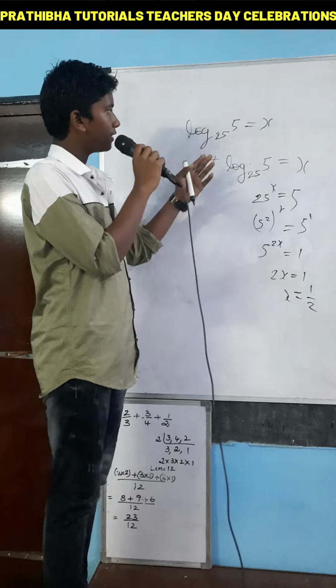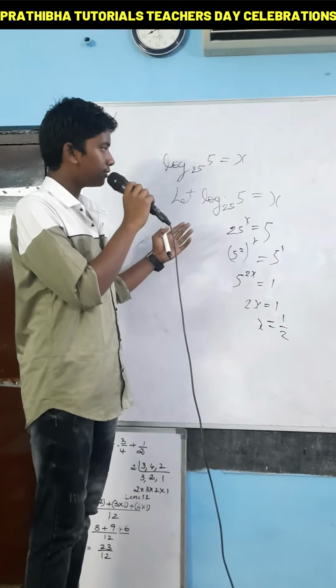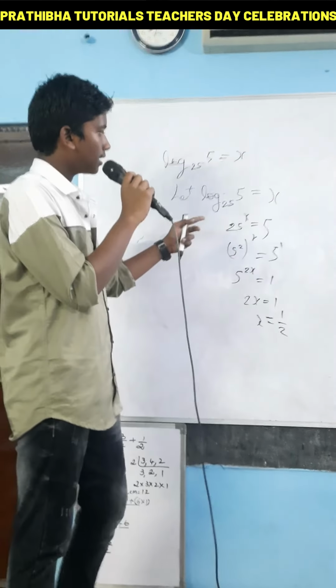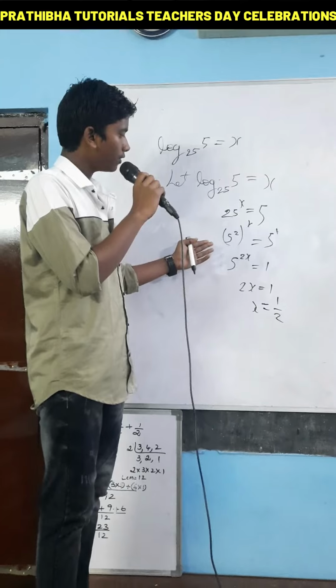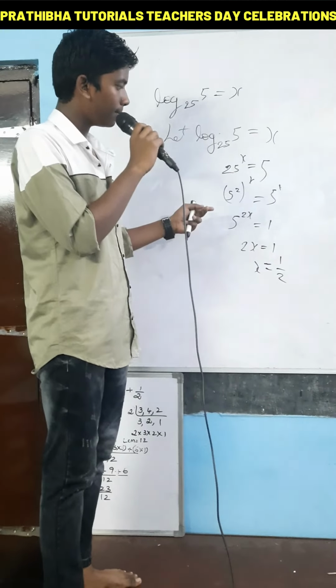Log base 25 of 5 is equal to x. We have to find the value of x. Let log base 25 of 5 be equal to x. Here the base is always the base. 25 is 5 power 2, so 5 power 2 to the power x is equal to 5 power 1.